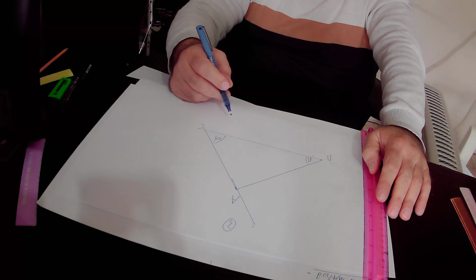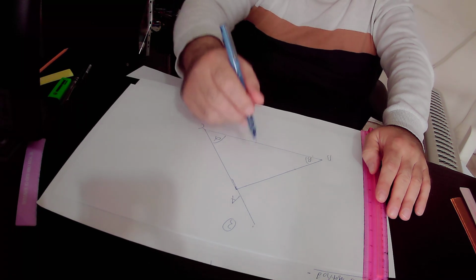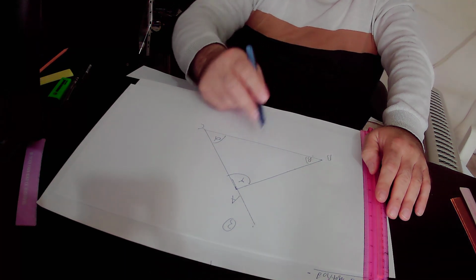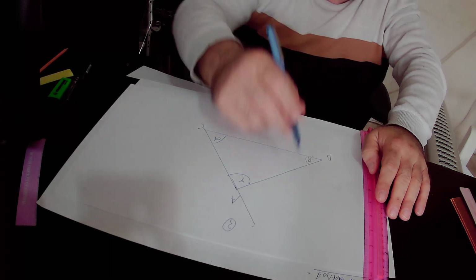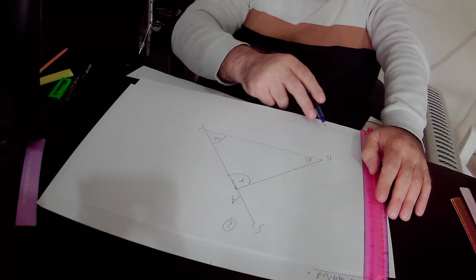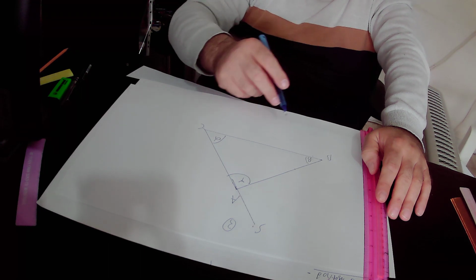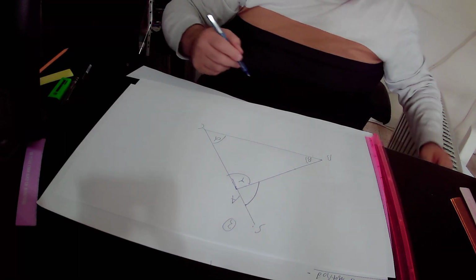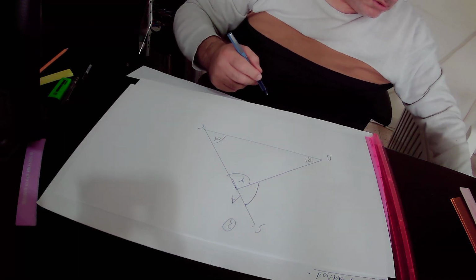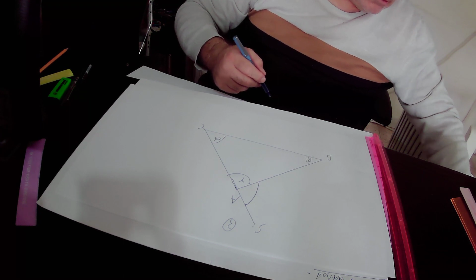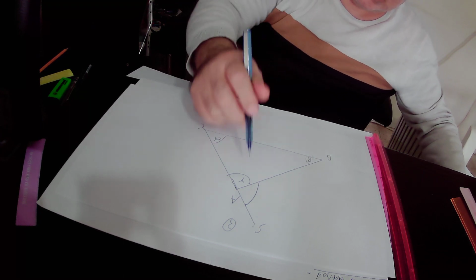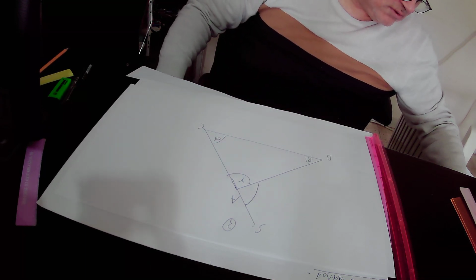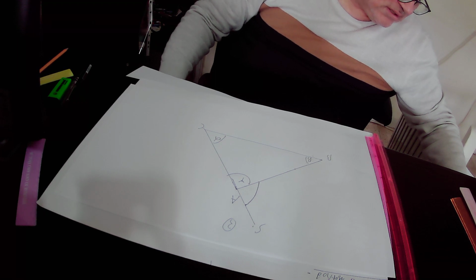So inside triangle ABC we have three angles, alpha, beta and gamma. And the exterior angle of triangle ABC is angle ACB. This is the exterior angle. And according to rule number 4, the exterior angle of a triangle, that is to say angle SAB, is equal to the sum of the two angles that are not adjacent to it.